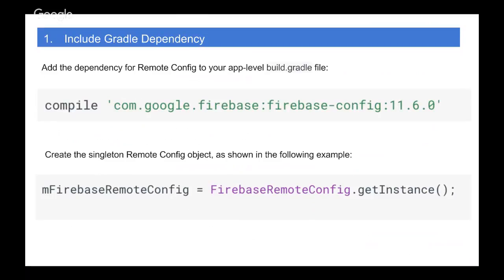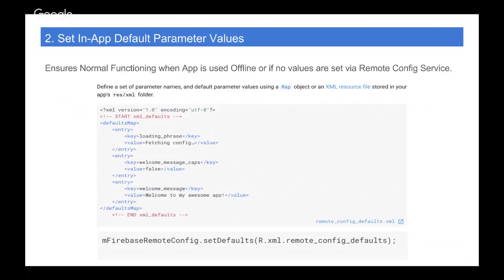So for example, in Android, the first step of including the Gradle dependency will be adding this line of code to your app level build.gradle file. Now, the current version is 11.6 and the developer documentation will always have the most recent version listed. Once you add this Gradle dependency to your app level file, you need to sync your project and then create a singleton remote config object. This remote config object will enable you to save the default values and also get the latest values from the servers.